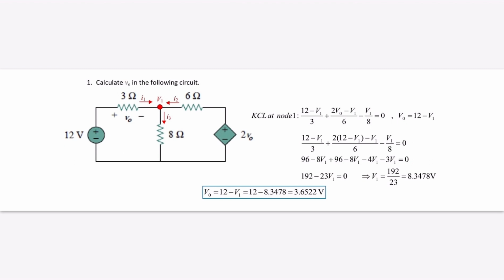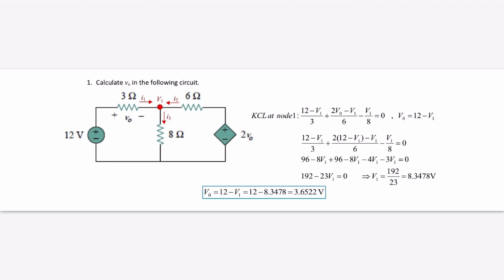We're going to be looking at KCL in this video. We focused on KVL in the last video. We have a circuit in front of us with some controlled sources, some constant sources, and resistances. Calculate V0 in the following circuit. So we need to find V0.